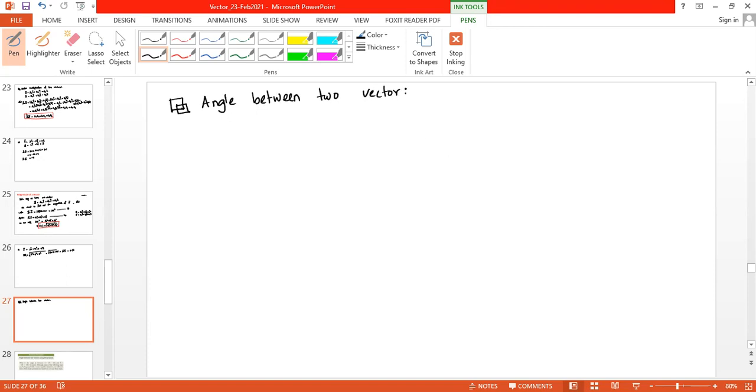So let's say I have two vectors. One is A. This is vector A, and the other vector is B. And the angle between them is theta. Okay, and I want to find the angle between them.